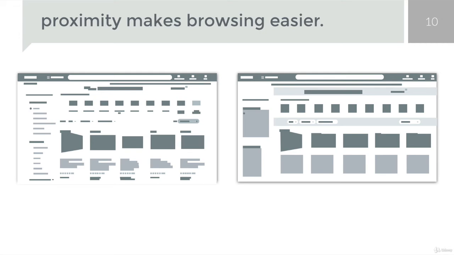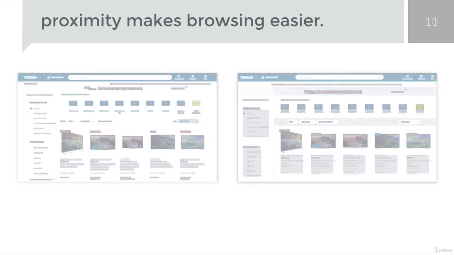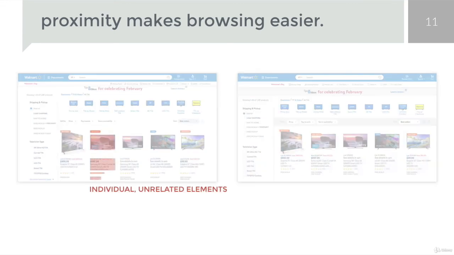The more you do this, the simpler the things in the visual field become. The easier it is for the brain to quickly go, okay, that's that, got it, that's that, got it. So we went from a series of individual unrelated elements to a group of related information.